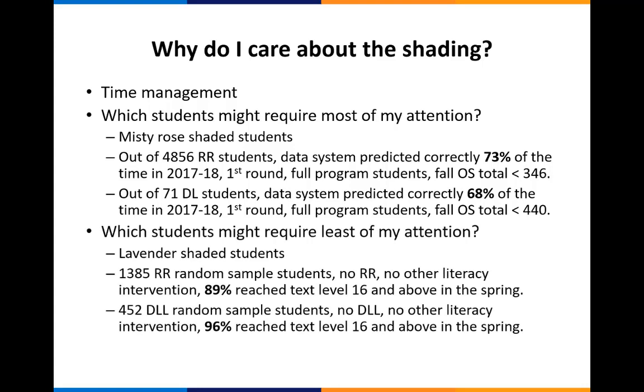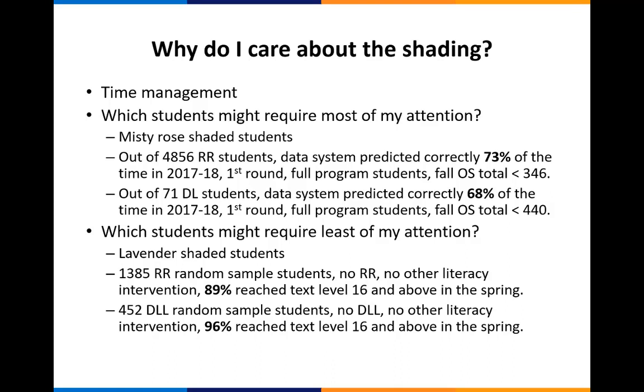So then the report is also suggesting which students may require the least of my attention. It's probably going to be the lavender shaded kids. Remember, the lavender shading implies that these kids had a fall OS total score of greater than 418, and it's predicting that they will actually make it to a text level of 16 without an intervention by the spring.